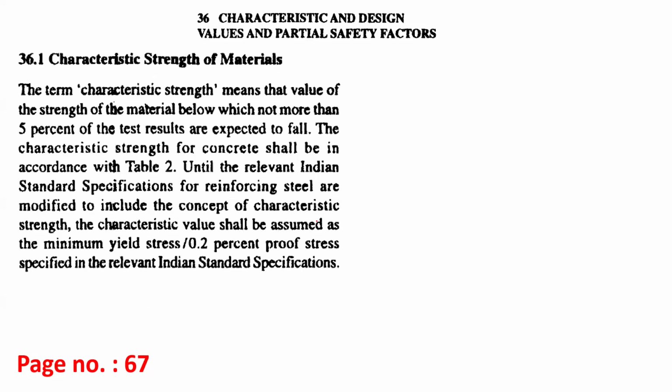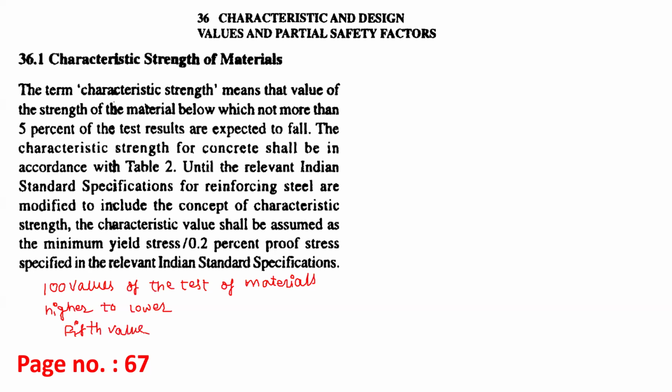Then we have page number 67, characteristics and design values and partial safety factors. So you can see this, the characteristic strength means the value of the strength of the material below which not more than 5% of the test results are expected. So keep in mind, if you have 100 values of the test of materials, and if you have these values from higher to lower, then we have to consider fifth value as characteristic strength.